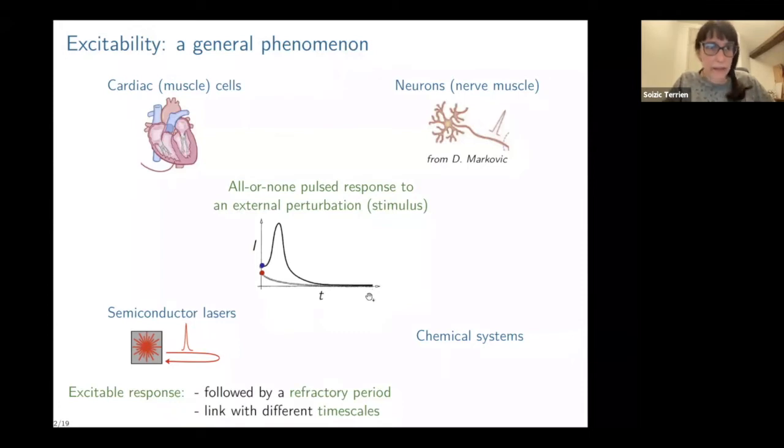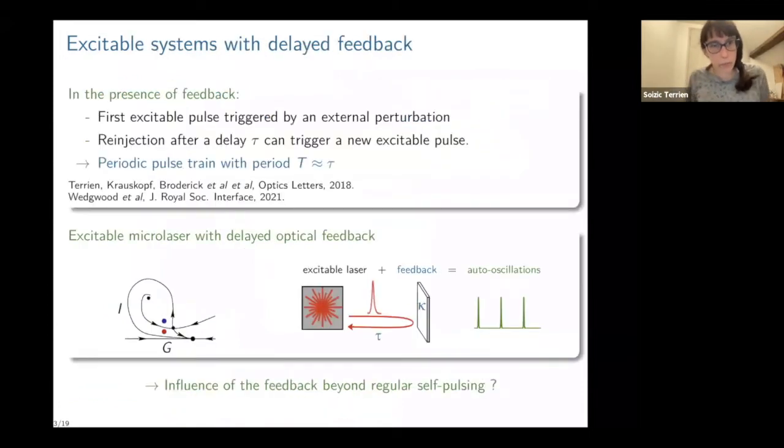The idea of the work we did here is to couple an excitable system with delayed feedback. The basic idea is that in the presence of feedback, you can trigger a first excitable pulse in an excitable system by an external stimulus. As this first pulse travels in the feedback loop, after a delay tau, it will be reinjected in the excitable system, which can trigger a new excitable pulse.